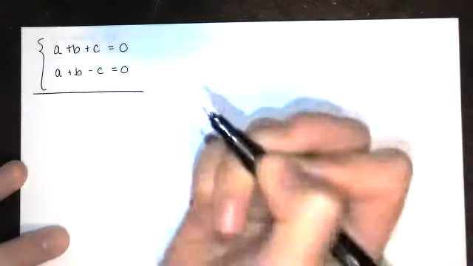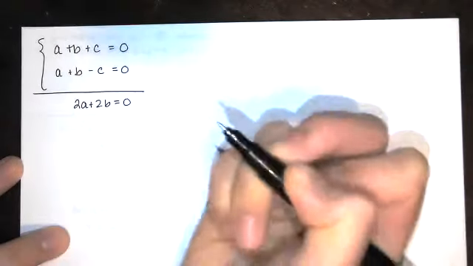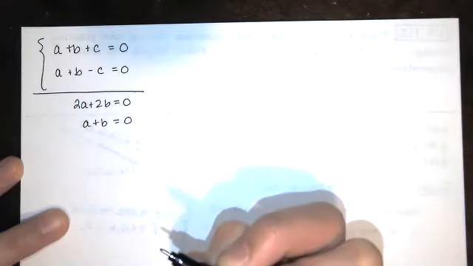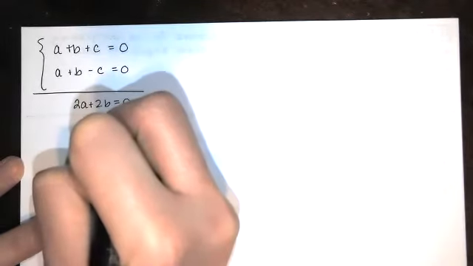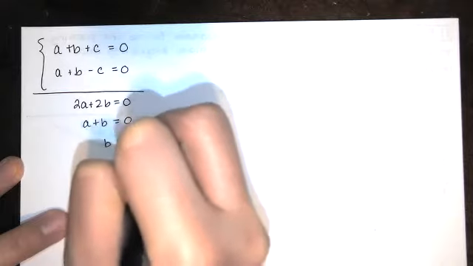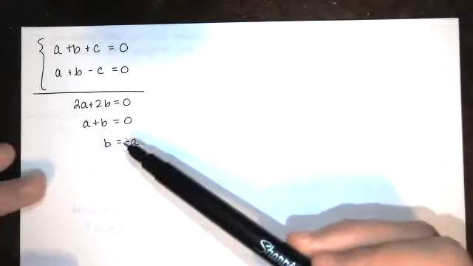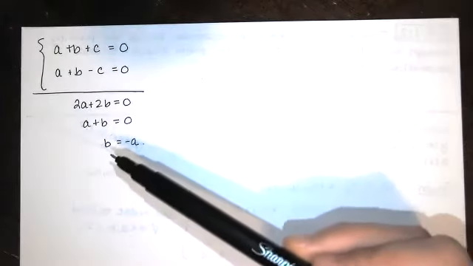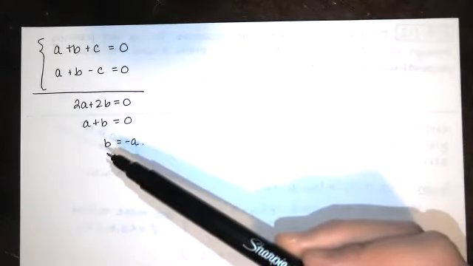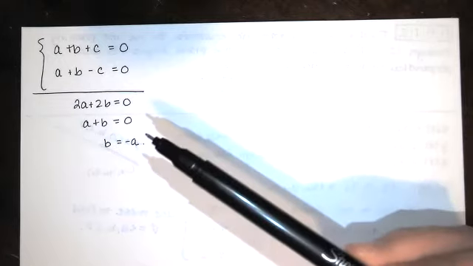One way that I can do that is I can add these two equations together, and then I'll have 2a plus 2b equals 0. Or if I want, I can divide both sides by 2 and I get a plus b equals 0. Or if I want, I can say that b is equal to negative a. Okay. Now this does not tell me what b is or what a is, but I know that whatever a is, b is the opposite of that.